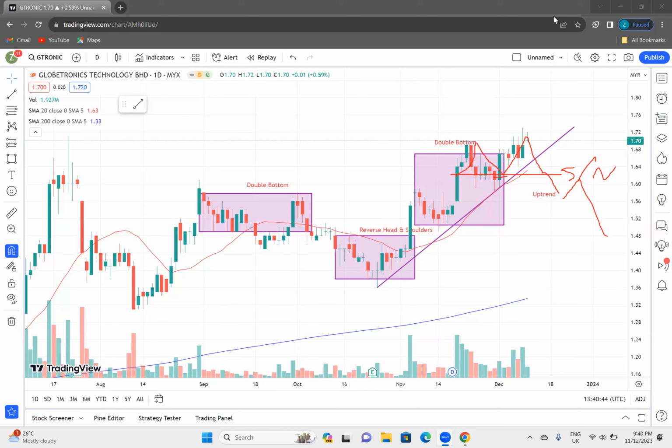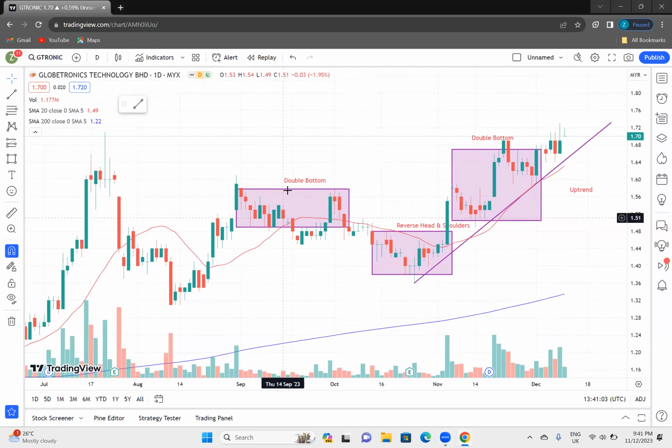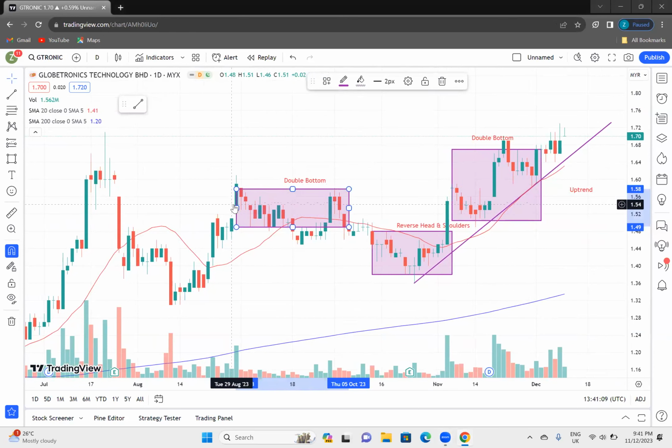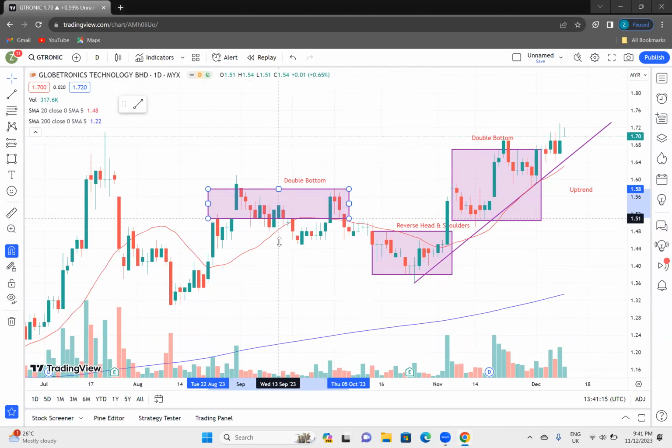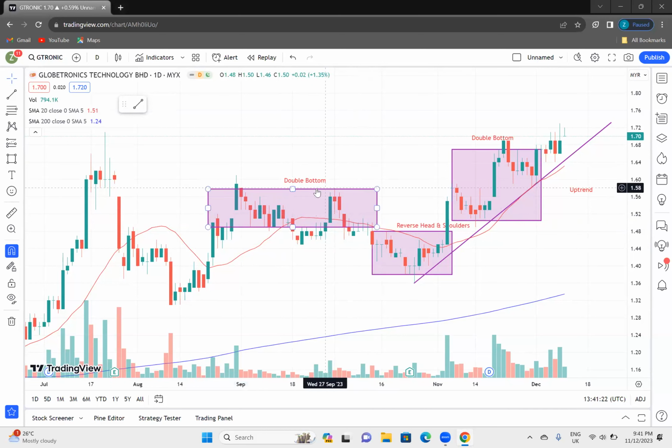But I may expect they will form double top. Why? This is an uptrend, and then they want to reverse, for example. But there is no right or wrong. Okay. Double bottom. This one is double top actually. Roughly the neckline can be here, and can be here also. Double top. This one is not a double bottom, it's a double top.